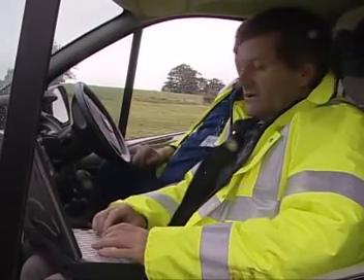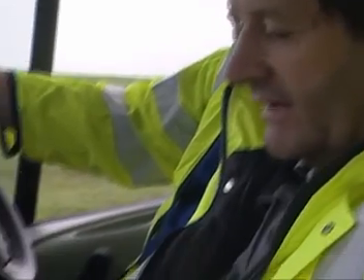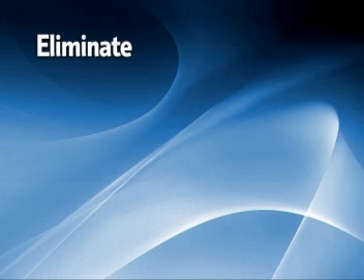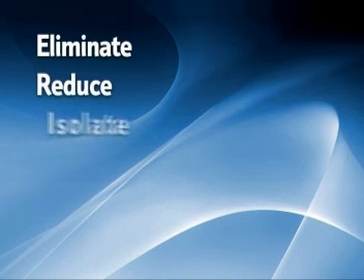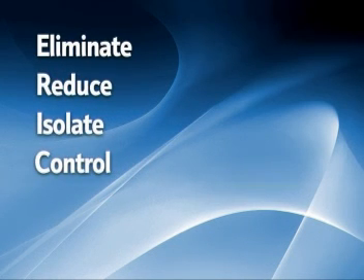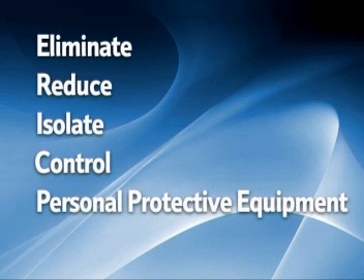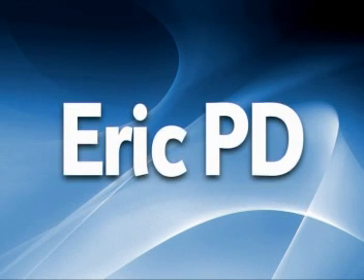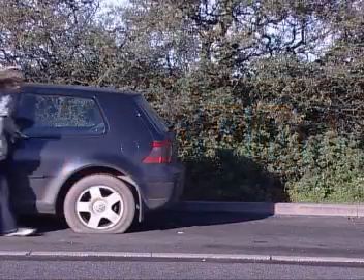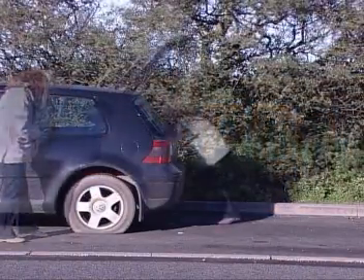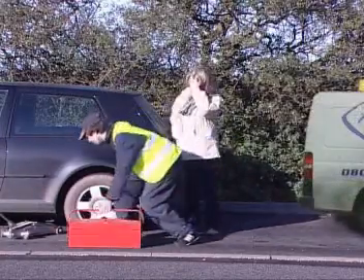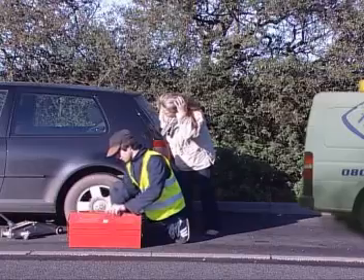Well, these are simply ways of reducing risks, and we can use a simple structure to prioritise the way these are applied. Eliminate, reduce, isolate, control, PPE, and discipline, or ERIC PD for short. The first question to ask is, can we eliminate the part of the task that is risky? If it must be done, then can it be done in a different way? Or should we be thinking about getting someone else to do this, someone who is more competent than ourselves?